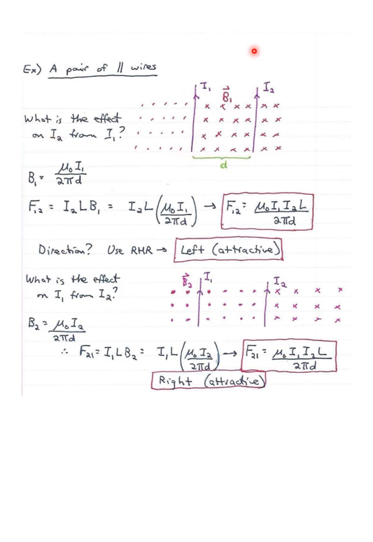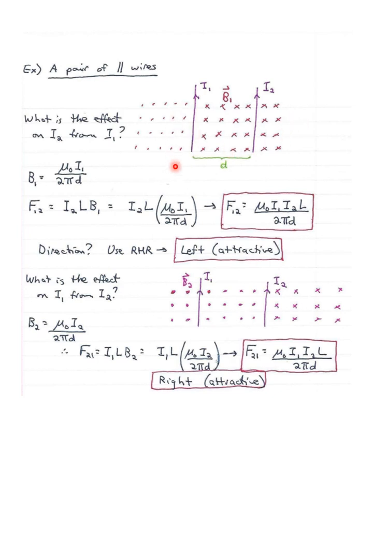We have I1 and I2, and there is no external magnetic field. However, both of these currents are going to cause a magnetic field of their own. Let's put them at distance d apart from each other. And I want to first ask, what is the effect on I2 from I1?